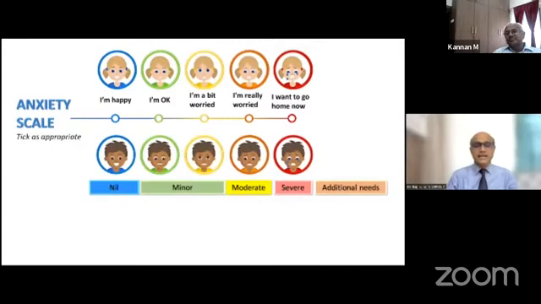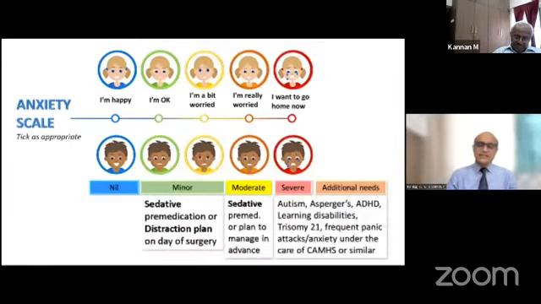But if there are minor anxiety scales, like what you see in figures 2 and 3, then some action needs to be done. In minor scales, you will have to use a sedative premedication to make sure there is a comfortable separation from the parents, and distraction plans can be charted out, how you would distract the child to take the child into the theater from the pre-op holding area.